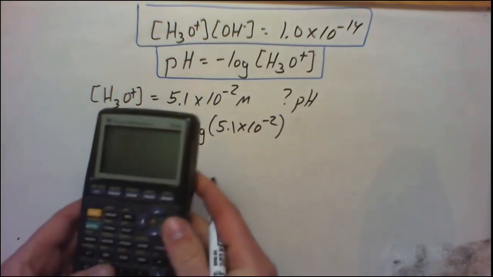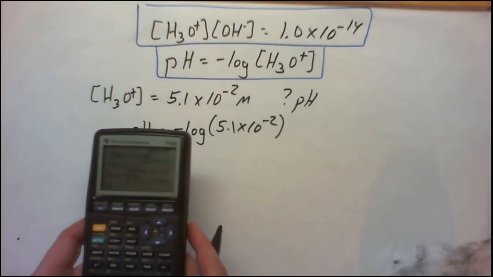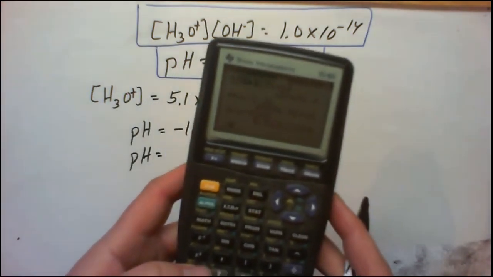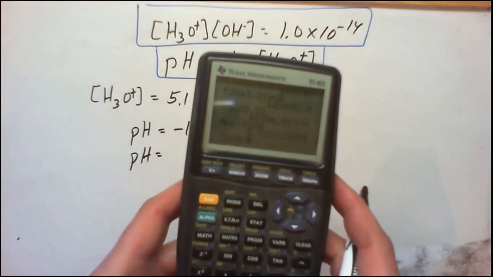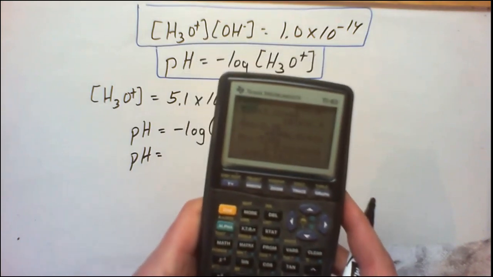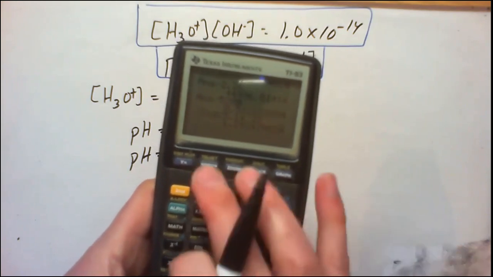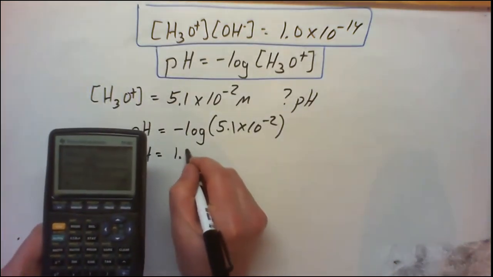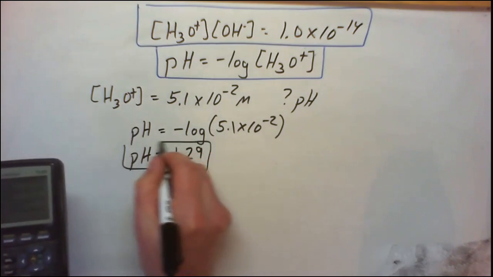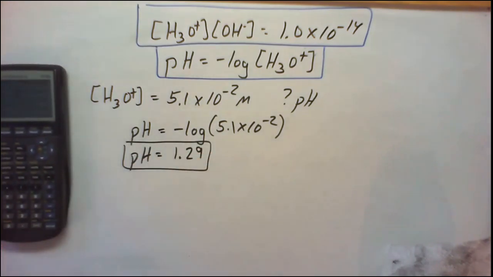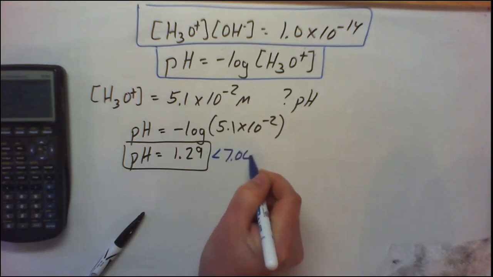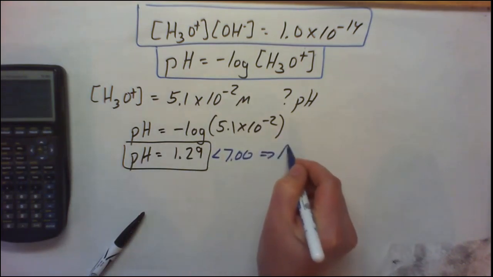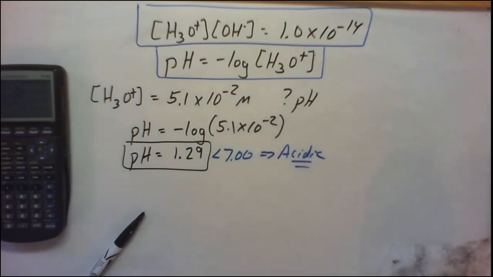So we plug this into our calculator. You should have a log button on your calculator. So it's negative log of 5.1 times 10 to the minus 2, which gives me a pH of 1.29. So that's the answer to the question. Because the pH of 1.29 is less than 7, our critical number, we can conclude this is an acidic solution. Fairly highly acidic, because the pH is fairly low.